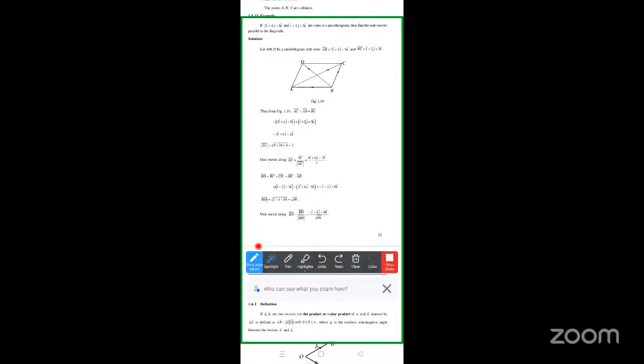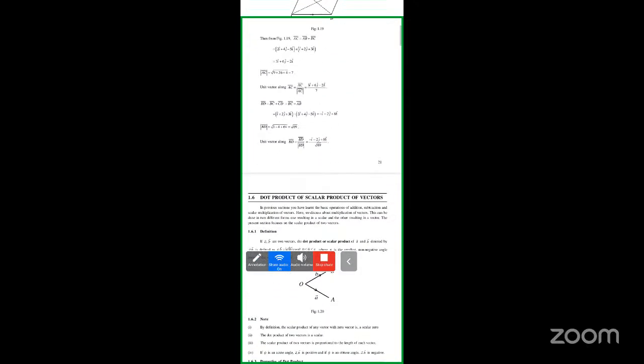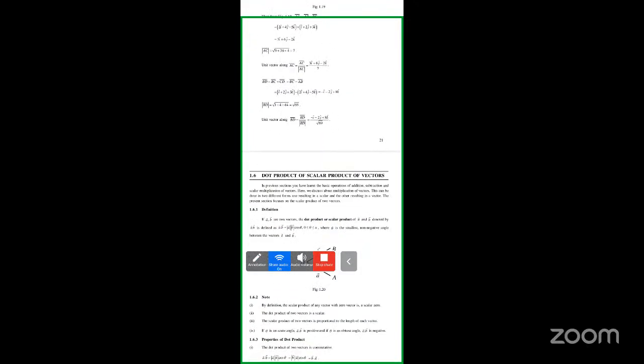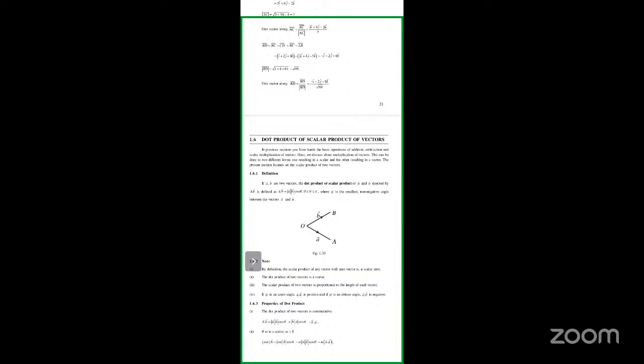So next we have to find the unit vector along BD. So the unit vector is BD divided by the norm, mod BD. So that is minus i minus 2j plus 8k by root 69. Next, dot product or scalar product of vectors.